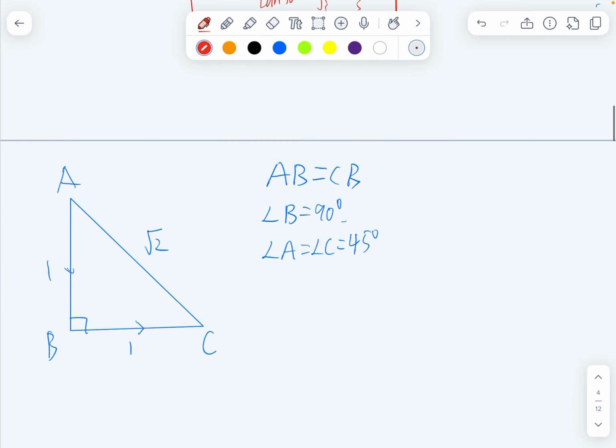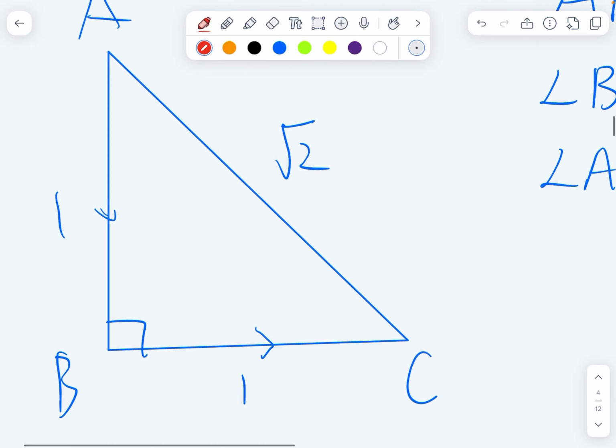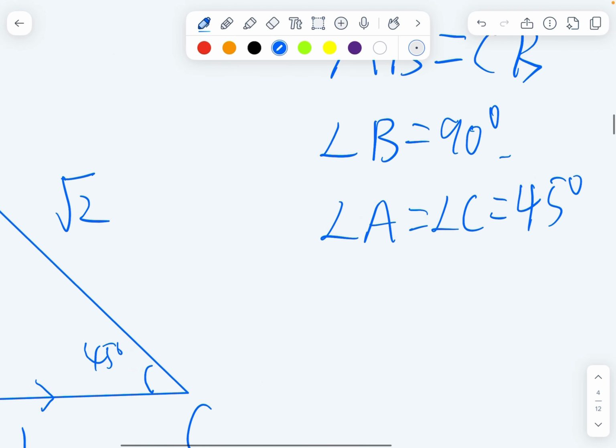Let's see the second one, which is the 45 degrees. Next, AB equals BC equals 1 and AC equals root 2.